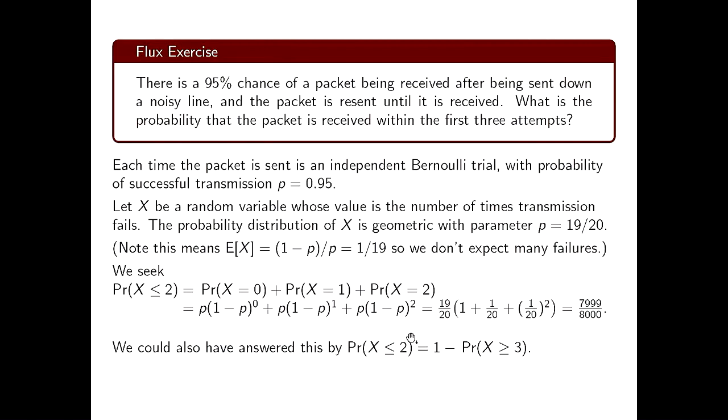The probability that we have at most 2 failures is 1 minus the probability that we have 3 or more failures, right? And so here, the probability of 3 failures is 1 on 20 cubed, which is 1 on 8,000. And so subtracting that from 1, we get that answer again. Make some sense? So either way gives you the same result, which is a relief, because they should.